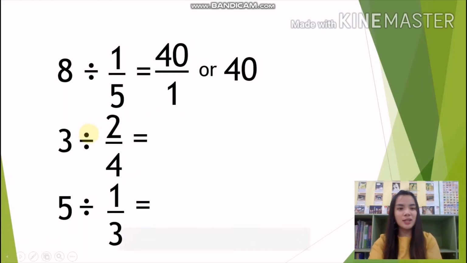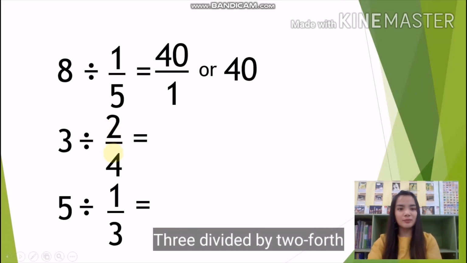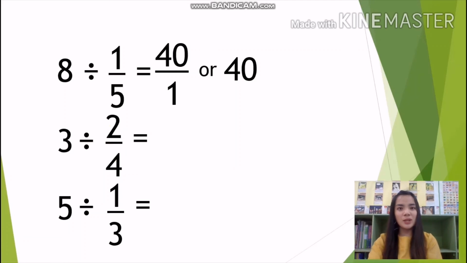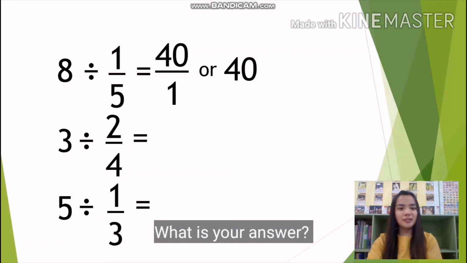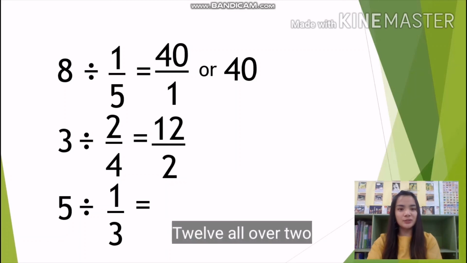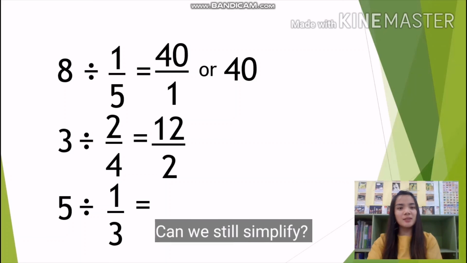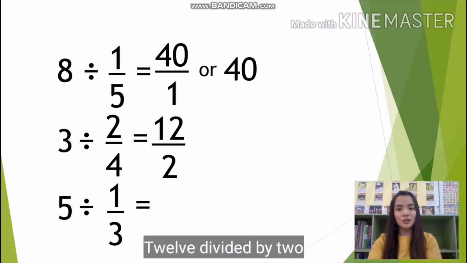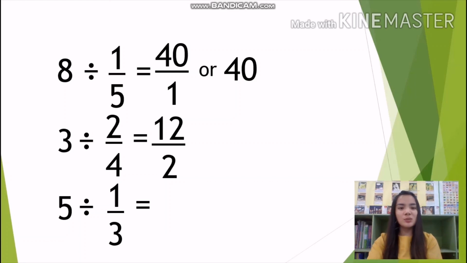How about 3 divided by 2/4? I will give you a minute to solve this following problem. So what is your answer? It is 12 all over 2. Can we still simplify? Yes, we can still divide 12 divided by 2. So our answer would be 12 all over 2, or 6.